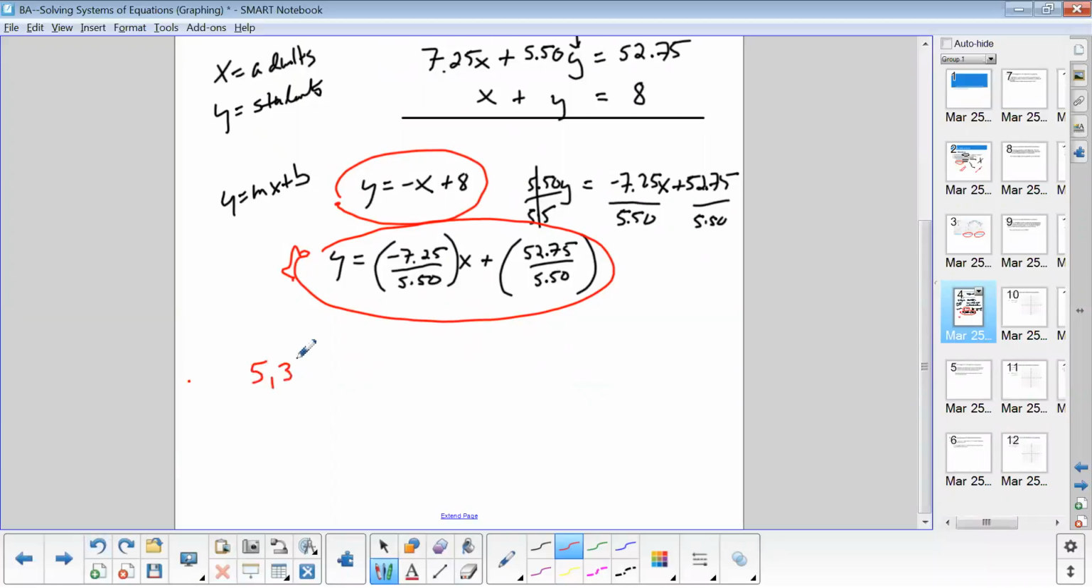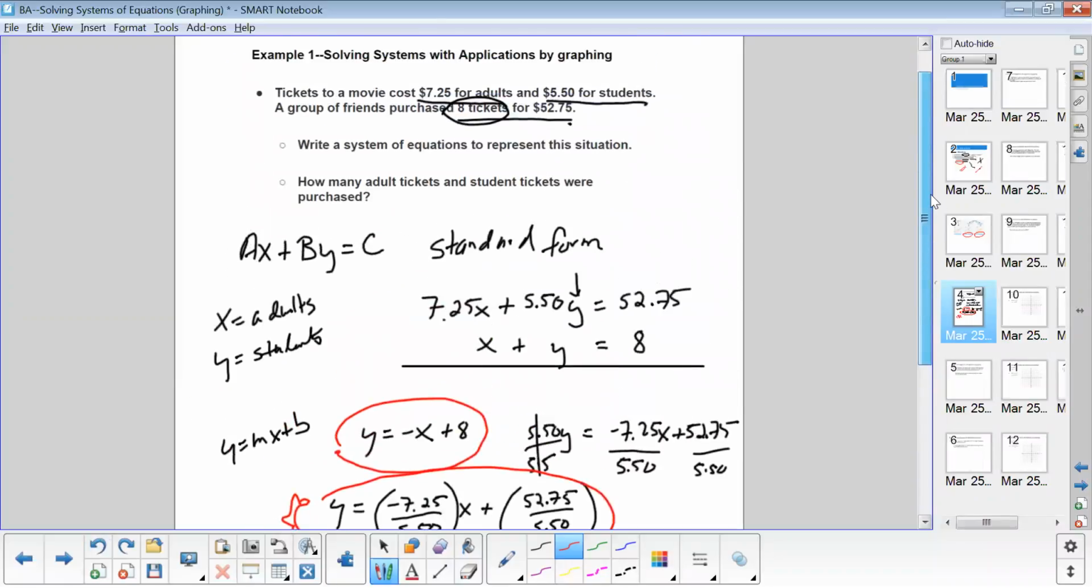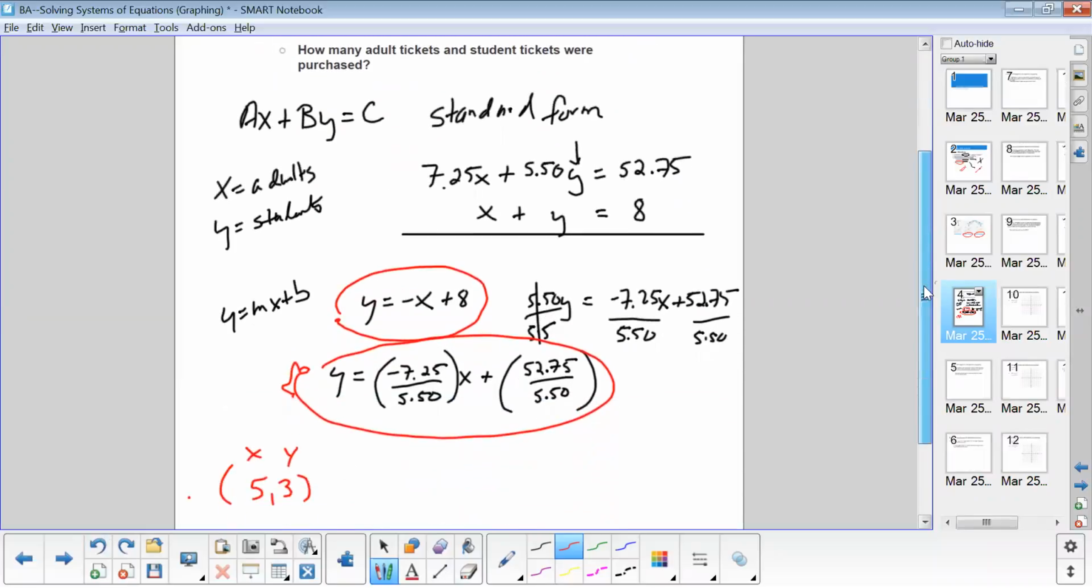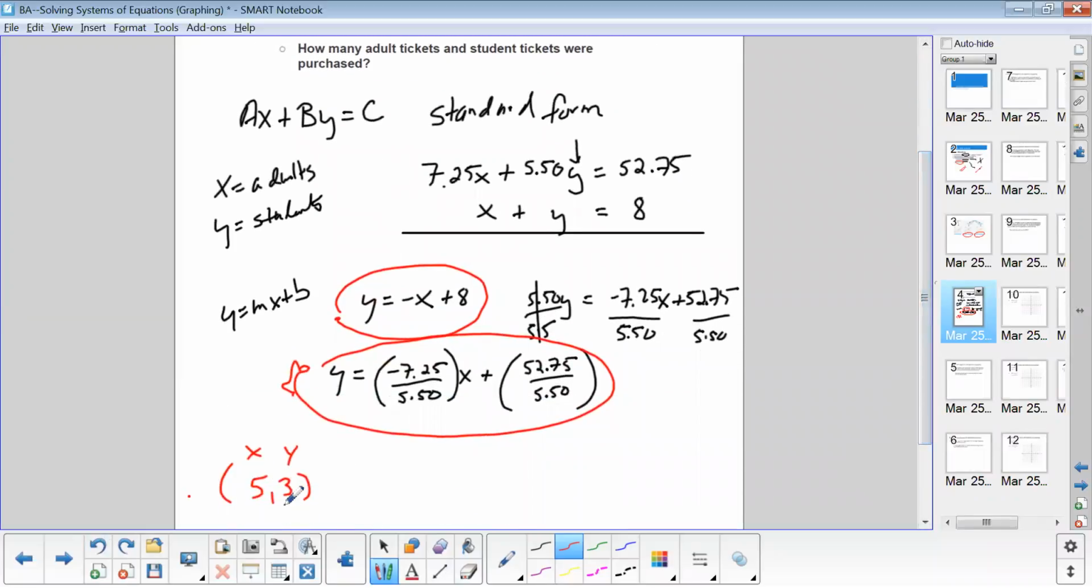So when we go back to our work here, the solution is an ordered pair, as I stated in the objectives. So it is 5, 3, but what does that mean? Well, 5 is your X and 3 is your Y. 5 was your adult tickets, 3 was your student tickets, and the question said how many adult tickets and how many student tickets were purchased. So you would say that there was 5 adult tickets and 3 student tickets.